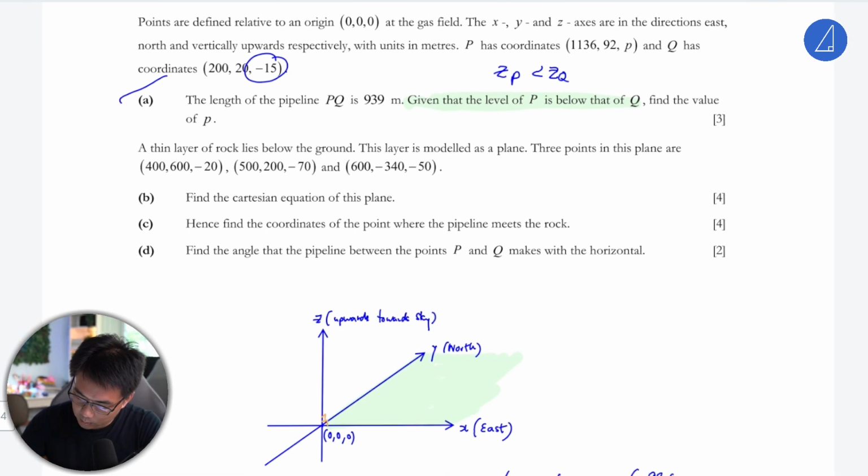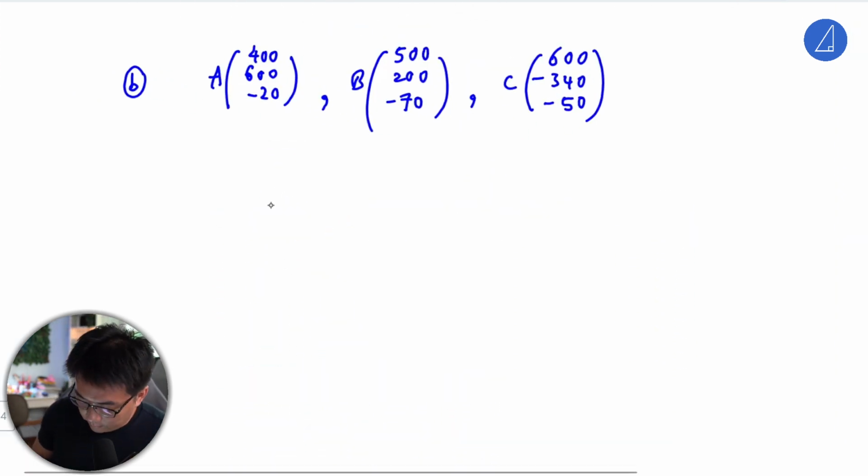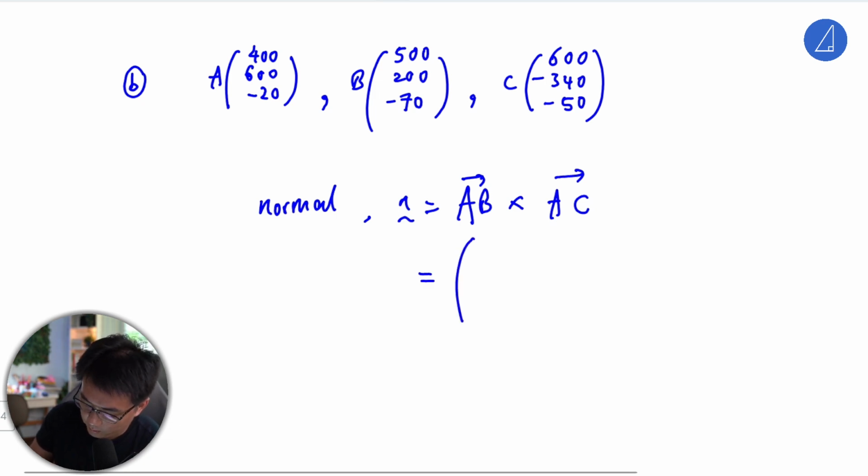There are 3 points. Let them be A, B, C, because they already used P and Q. For this case, we're going to find the normal vector. The normal vector will be AB cross AC. It doesn't matter, we could use AB cross AC or BA cross BC and so on. I'm just going to use AB cross AC here. So this case we get 500 minus 400 will be 100, 200 minus 600 will be negative 400, and this one will be negative 90. Oh, sorry, negative 50. Then for AC, 600 minus 400 is 200.